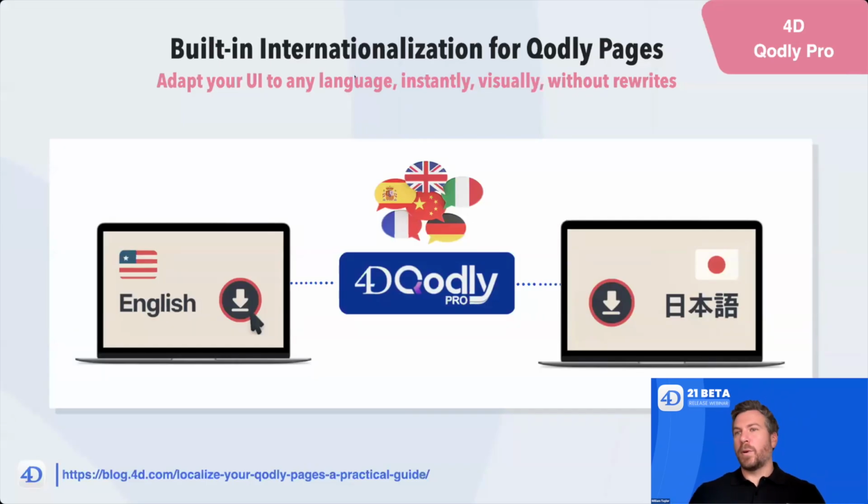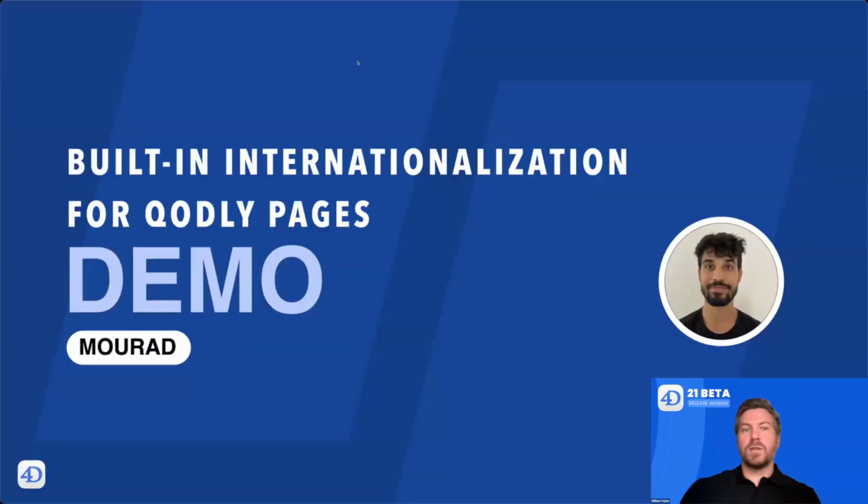Localization has always existed in 4D through XLIFF for desktop, but the web has its own rules. This is why 4D Qodly Pro brings a built-in internationalization feature created specifically for Qodly pages. It keeps your workflow simple. You can change the language, but you can also change the layout directly inside Qodly Studio without extra files or duplicated pages. The interface adapts instantly to your design, and your design process stays the same. So you build once, and your Qodly pages speak to every user, just like Morad will show in this demo.